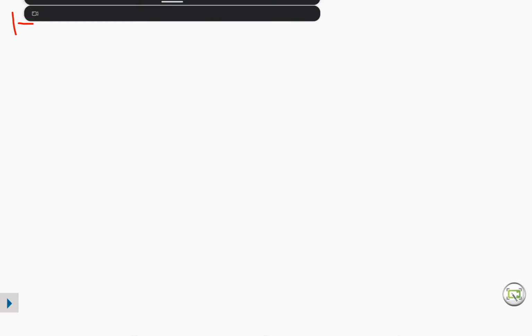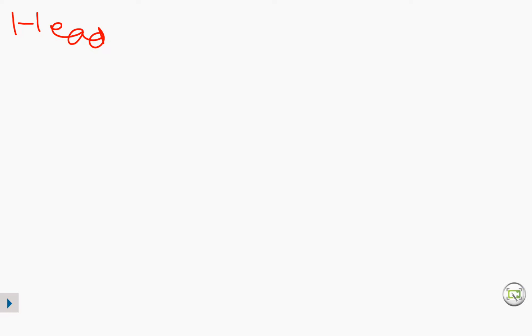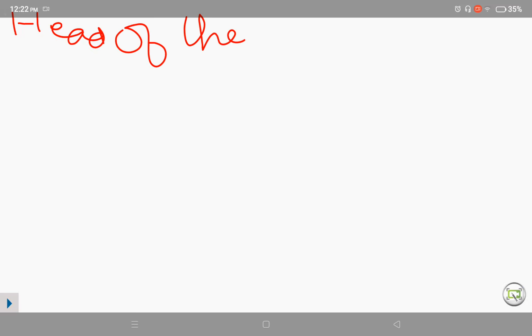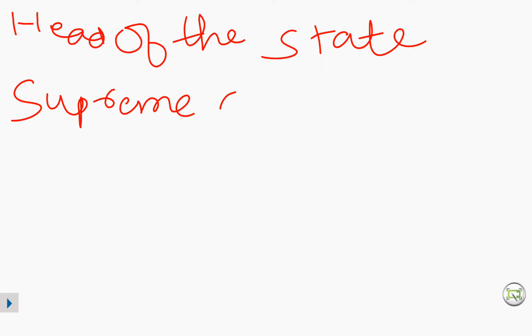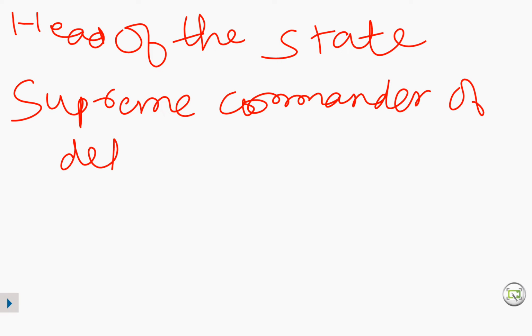Who is the President of India? What is the meaning of the name President? First of all, the President is the head of the state. That is the first one. Next, you have also known, the President is the Supreme Commander of the Defense Forces.